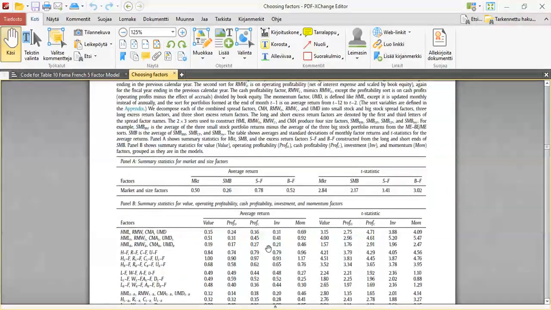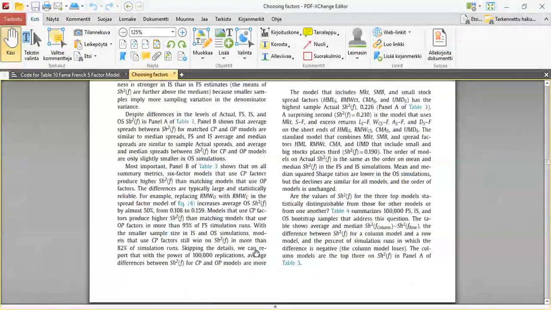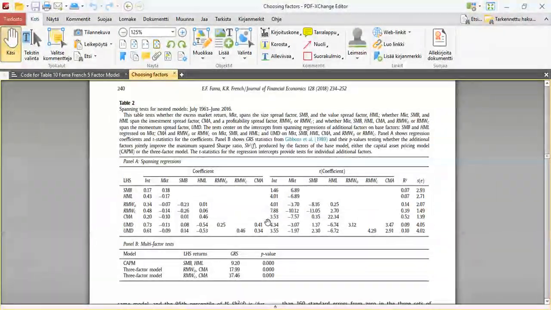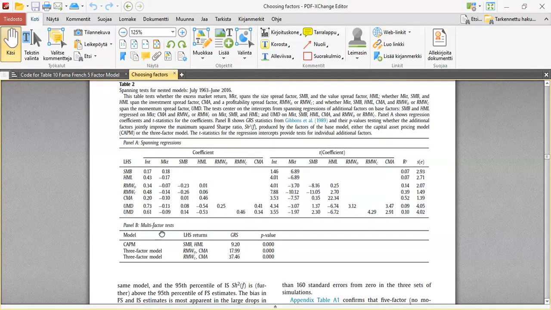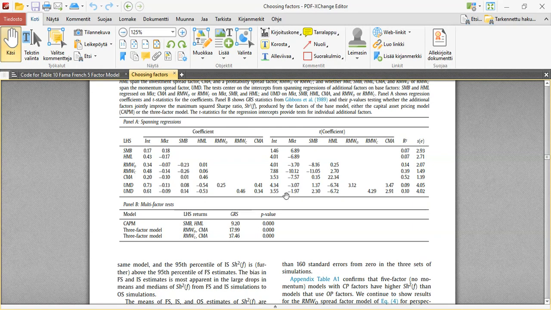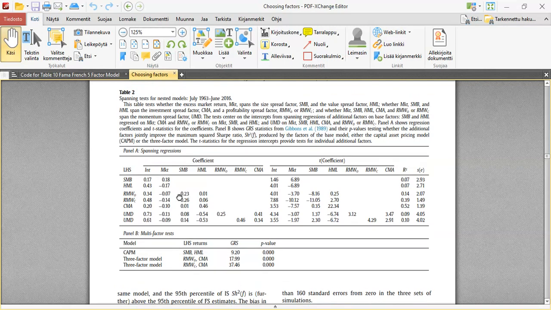So let's go to Table 2. Table 2 is entitled Spanning Tests for Nested Models. The sample period is of course the same as in the previous table, from July 63 until June 2016. What we see here is, as we discussed in the lectures, that we test different asset pricing models against each other. And here we are dealing with nested models.